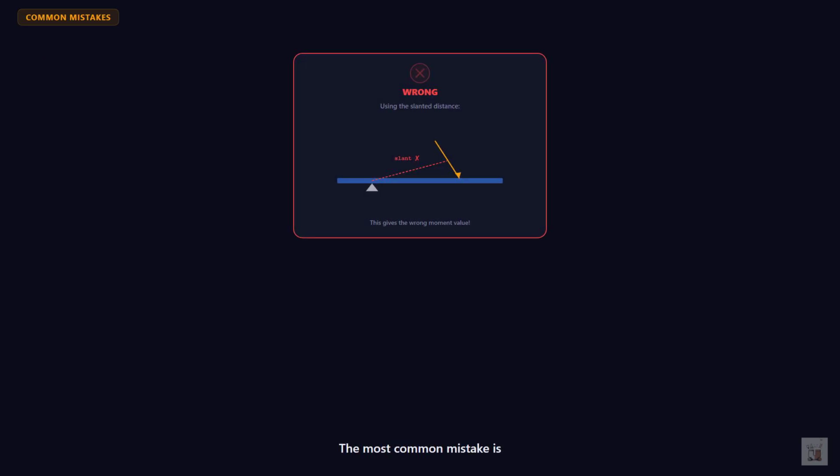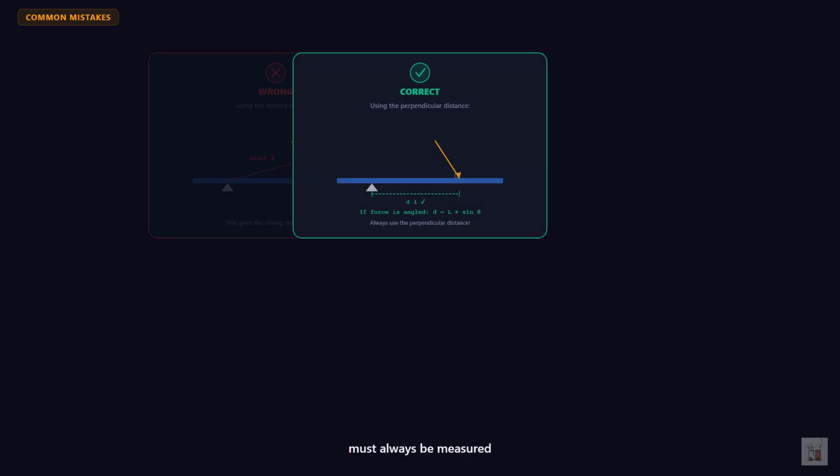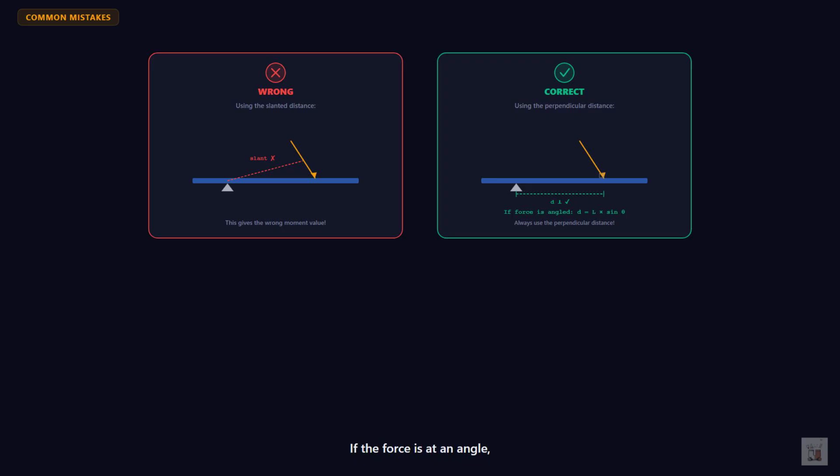The most common mistake is using the slanted distance instead of the perpendicular distance. Remember, the distance in the moment formula must always be measured at right angles to the line of action of the force. If the force is at an angle, use D equals L times sine theta to find the perpendicular distance.